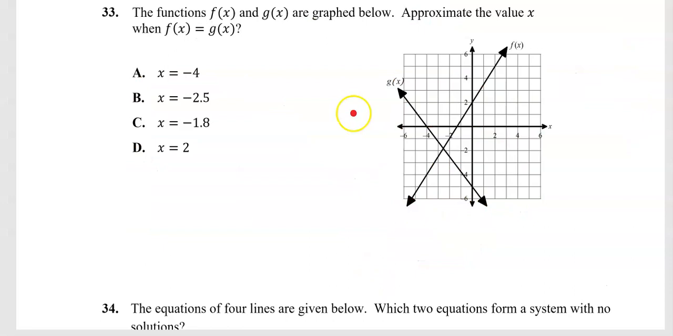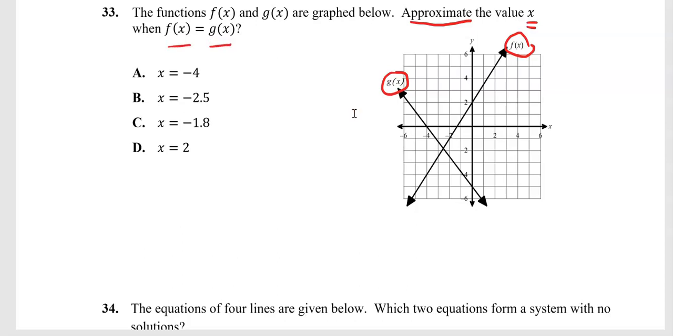All right, 33 is another function question, but this time we're looking at a system of functions, or a system of linear equations. In this case, the functions f of x and g of x are graphed below. So you can see them labeled. F of x and g of x are these lines. Approximate the value of x when they equal each other. F of x equals g of x.